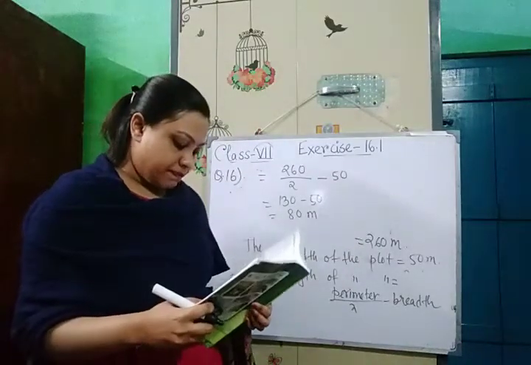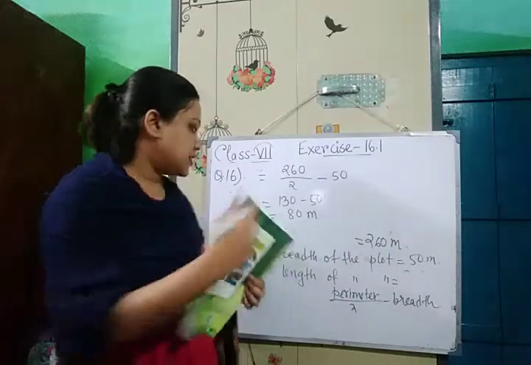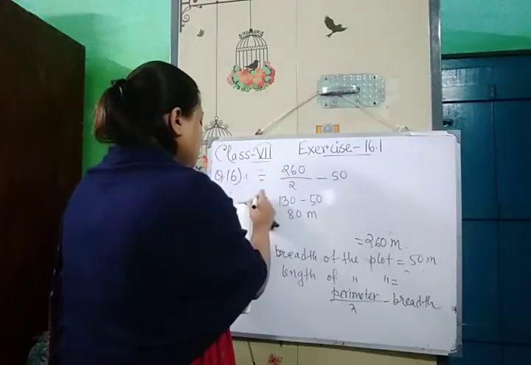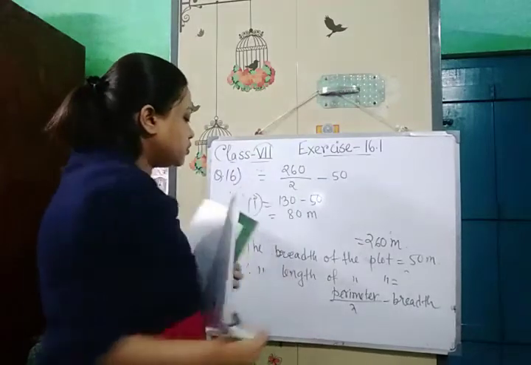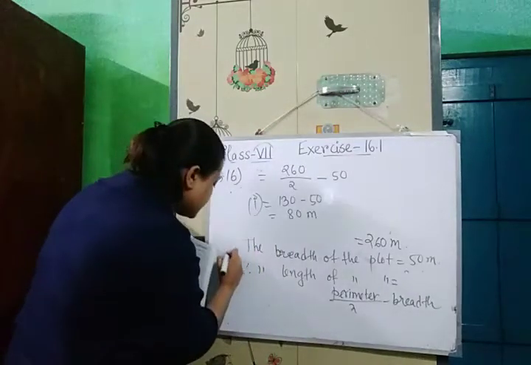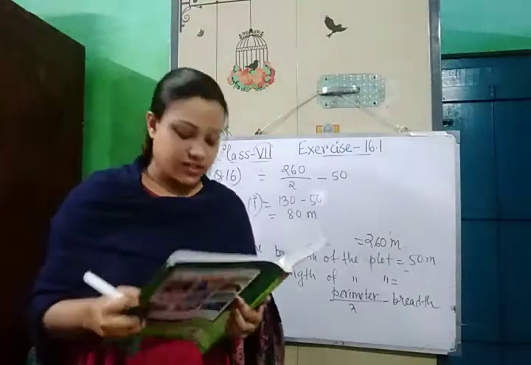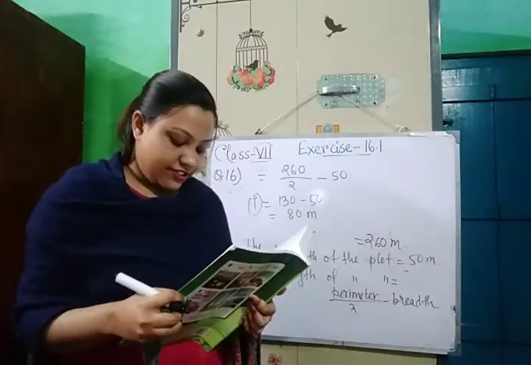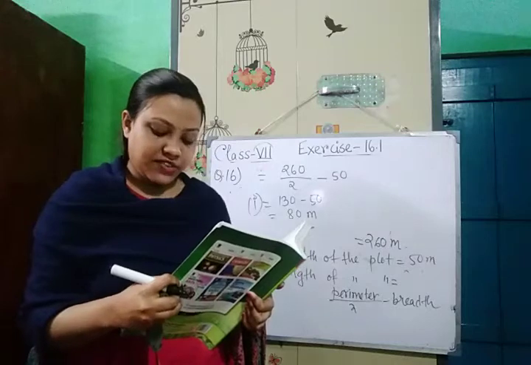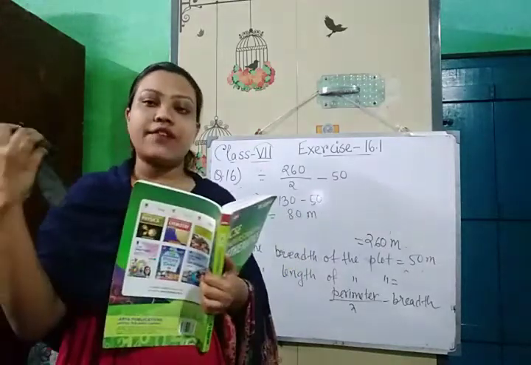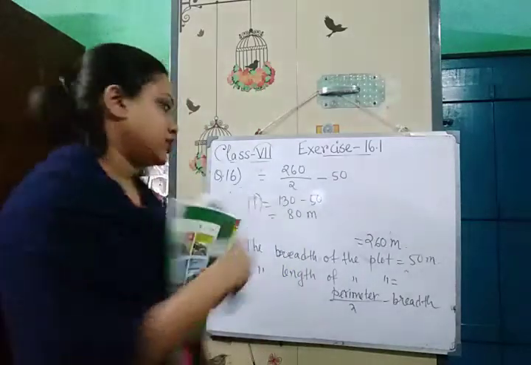Now it is one question. This is Roman 1, and now Roman 2 asks the cost of leveling the plot at the rate of rupees 7.6 per meter square. So first we have to find out the area of the plot.